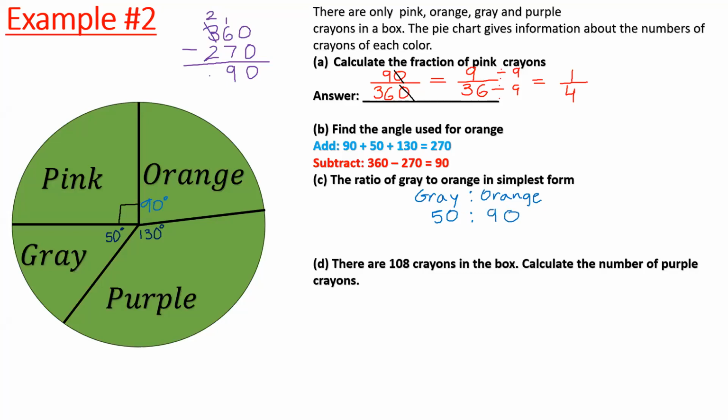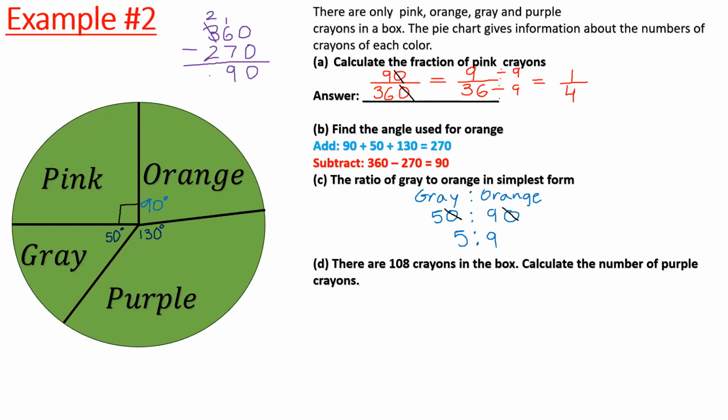Now, what could we do here? Cancel out the zeros on both the 50 and 90. Very good. So it's going to be 5 to 9. Good. How many persons understand how we got that, 5 to 9? I do. Good.